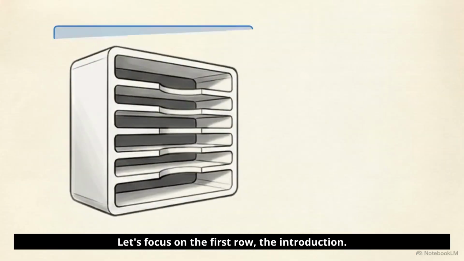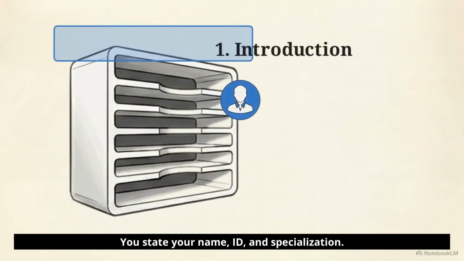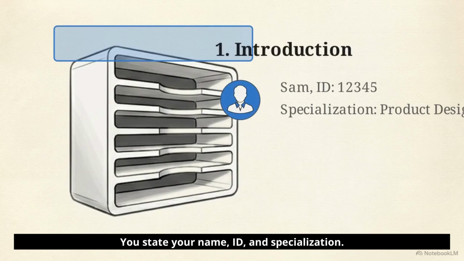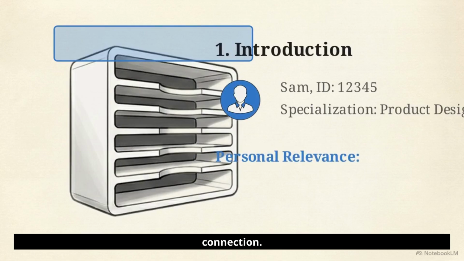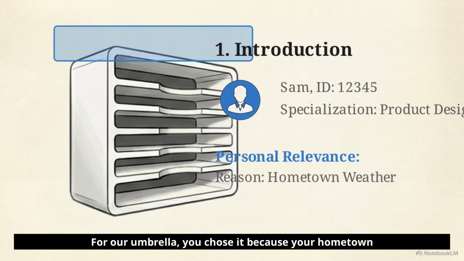Let's focus on the first row, the introduction. You state your name, ID, and specialization. Right next to that, you explain your personal connection. For our umbrella, you chose it because your hometown gets heavy spring rainfall.